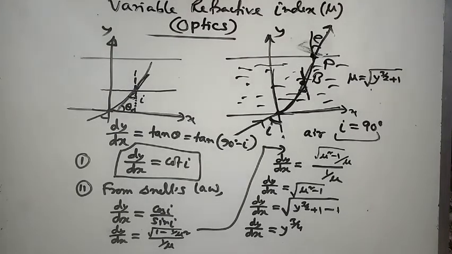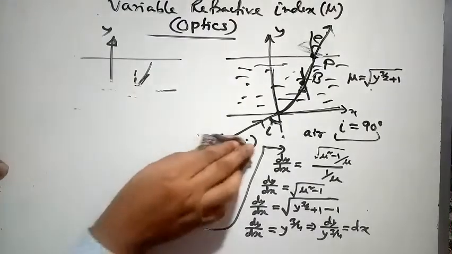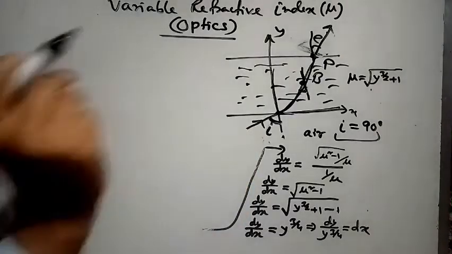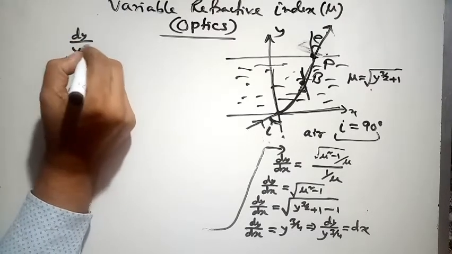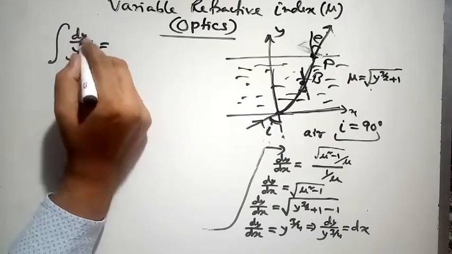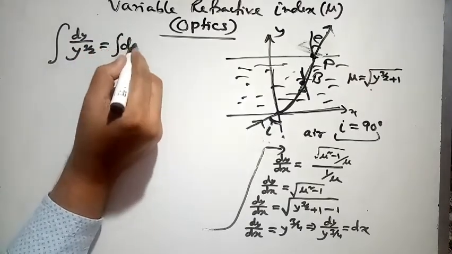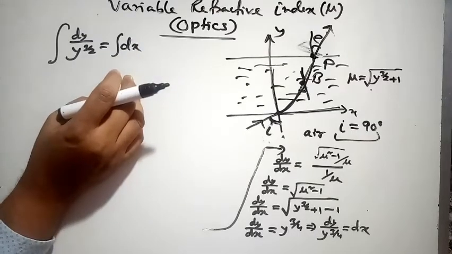Okay, now it is becoming very easy to integrate all these things. You please do before I complete it. It will be dy upon y to the power 3 by 4 equal dx. Okay, let me rub this part. So integration of dy upon y to the power 3 by 4 and integration dx. Okay, good.